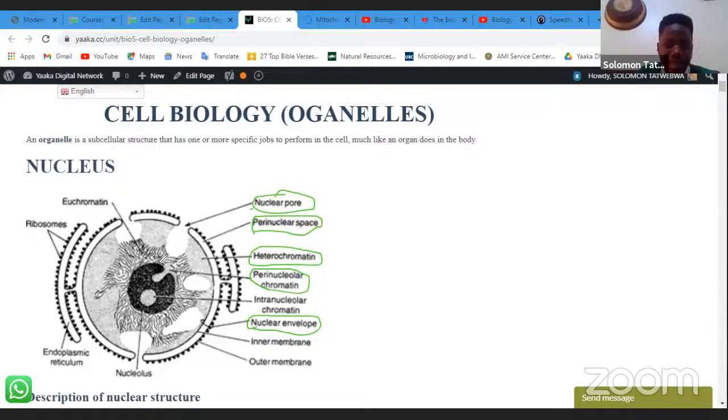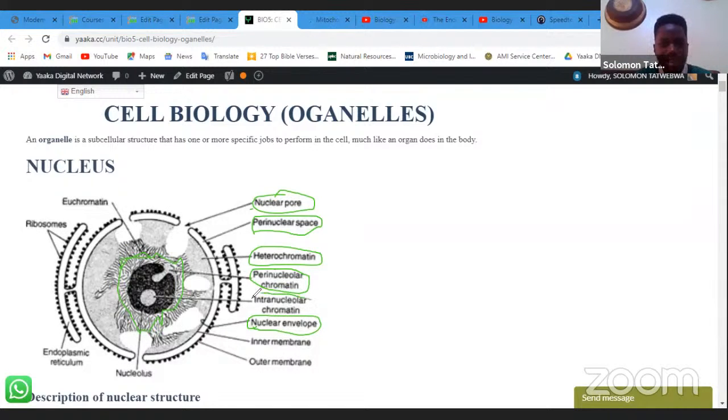The perinuclear chromatin is the material that surrounds the nucleolus. This material right here, we call it the perinuclear chromatin. Now, all this chromatin is made up of a certain molecule. Who can tell us that molecule that makes up this chromatin, whether it is heterochromatin or perinuclear chromatin? What molecule is that?